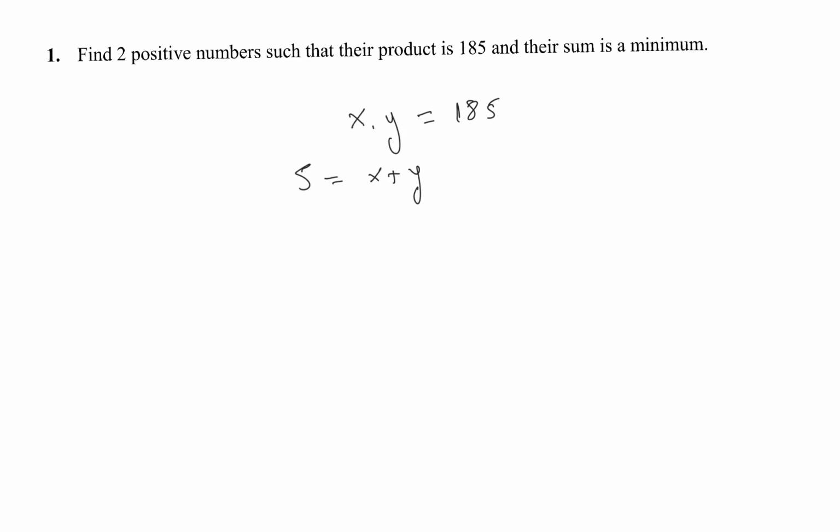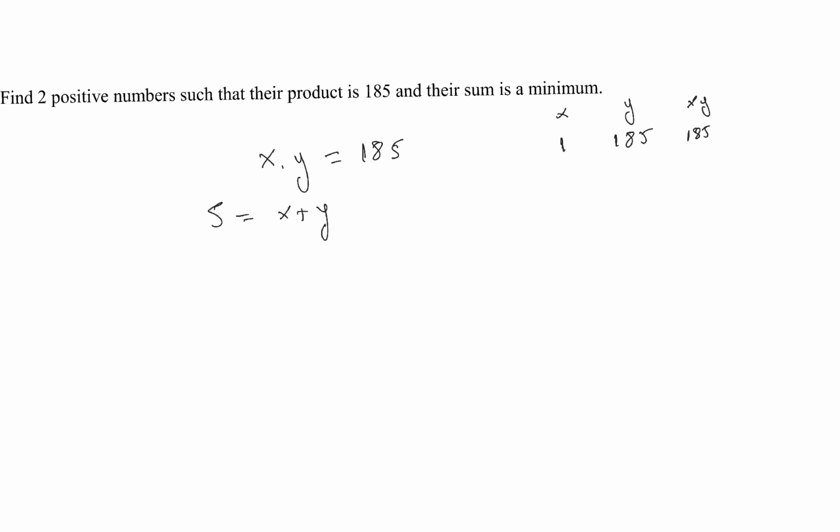So this problem means that you can find two numbers. For example, 1 for the x and 185 for the y. And the product x multiplied by y will be 185. This is the requirement. And the sum s will be 186. Maybe you can find another number.